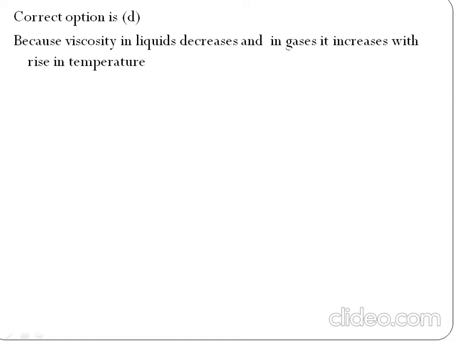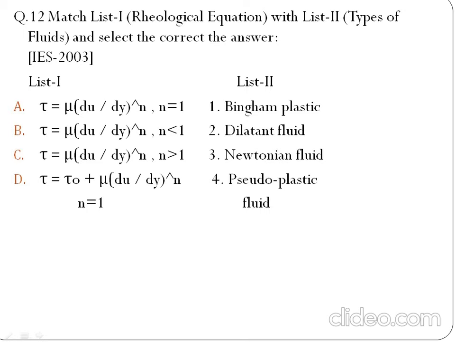List 1: tau is equal to mu du by dy to the power n, where n is equal to 1. Option B, n is less than 1. Option C, n is greater than 1. Option D, tau is equal to tau naught plus mu du by dy to the power n, where n is equal to 1. List 2: first Bingham plastic, second dilatant fluid, third Newtonian fluid, fourth pseudoplastic fluid.